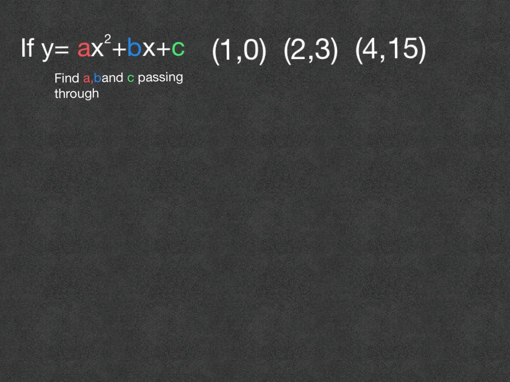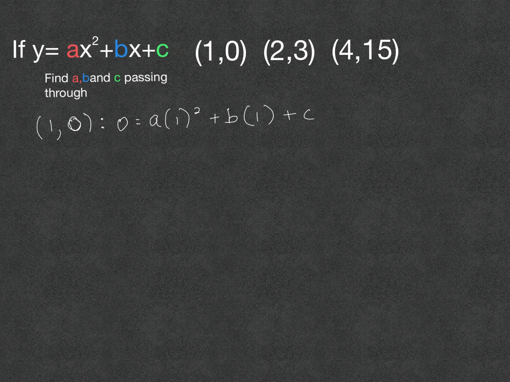Remember, 3 equations, 3 unknowns. Pause the video, try it. I'll be right here. Okay, starting off with the first point, (1, 0). Therefore, 0 is equal to A times 1 squared plus B times 1 plus C. So 0 is equal to A plus B plus C.